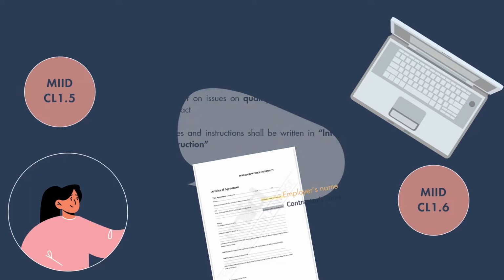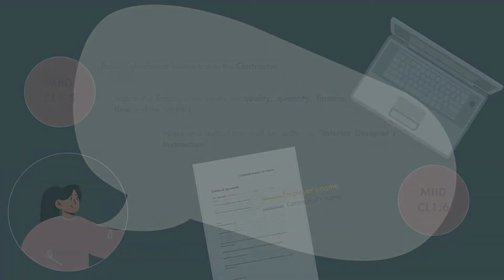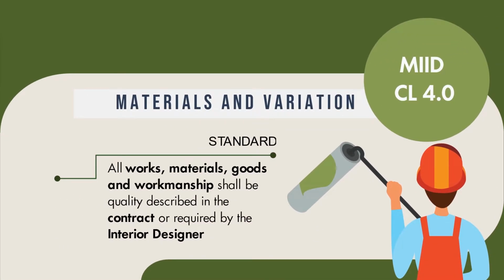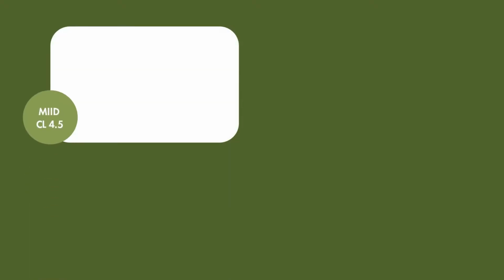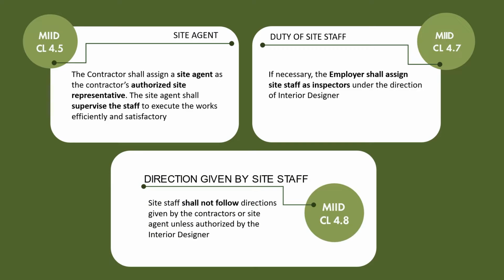The designer shall provide all relevant information to the contractor, notify the employer on issues such as quality, finance and time in the contract, and most importantly, use interior designer instructions in all notes and instructions. Moving on to clause 4, which talks about the importance that all works, materials, goods and workmanship shall be of the quality required by the interior designer. Furthermore, the contractor shall assign a representative to supervise all work. The employer shall assign inspectors. Lastly, site staff shall only follow instructions authorized by the interior designer.